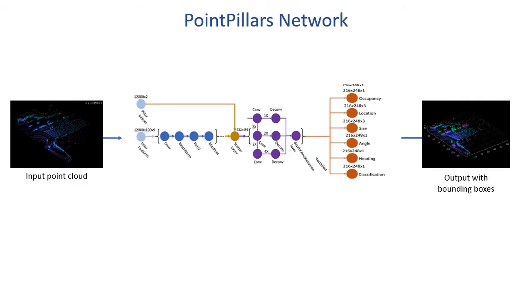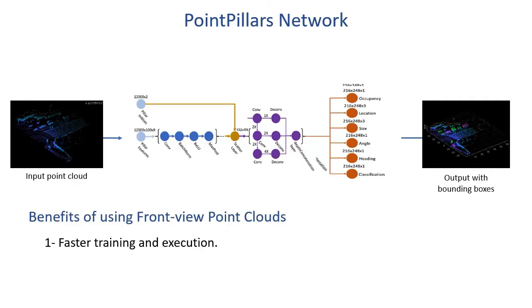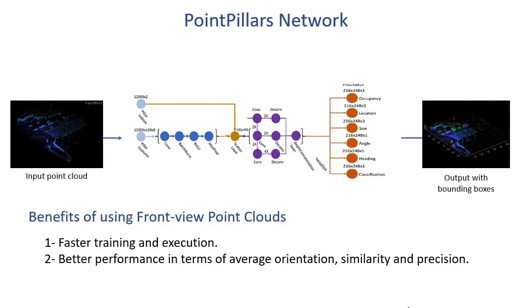Before starting, please note that we were using a front view point cloud, rather than a full view point cloud, in this demo. This has two benefits. First, it results in faster training and execution. Second, the network performance is better in terms of average orientation similarity and precision.